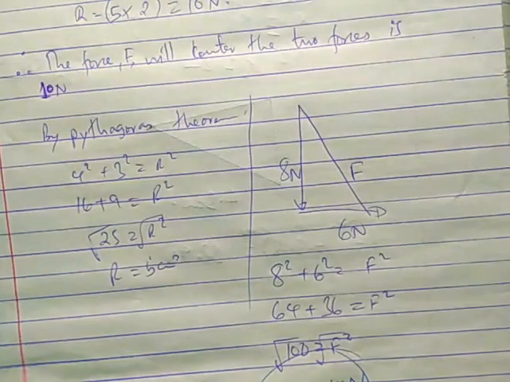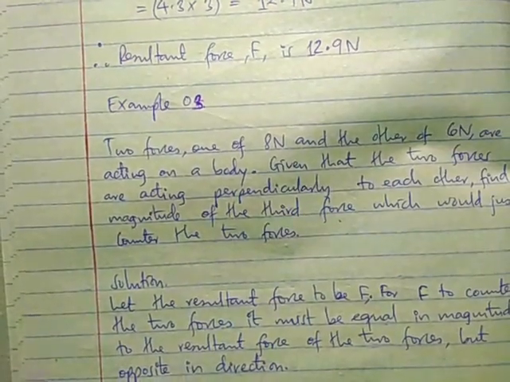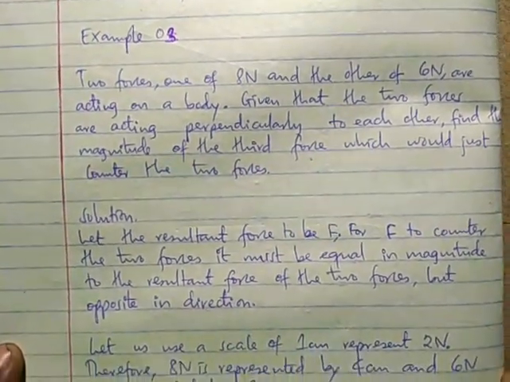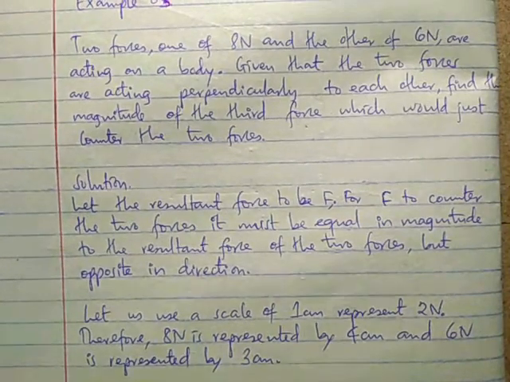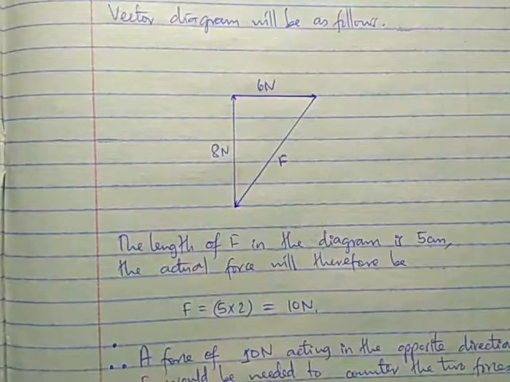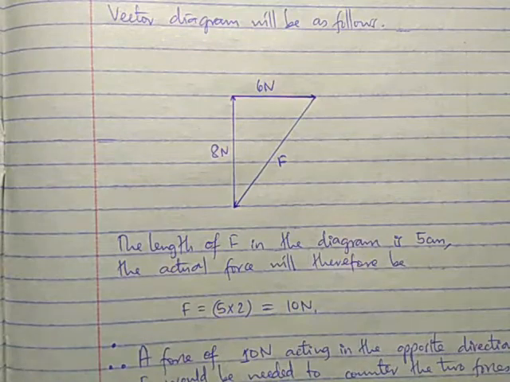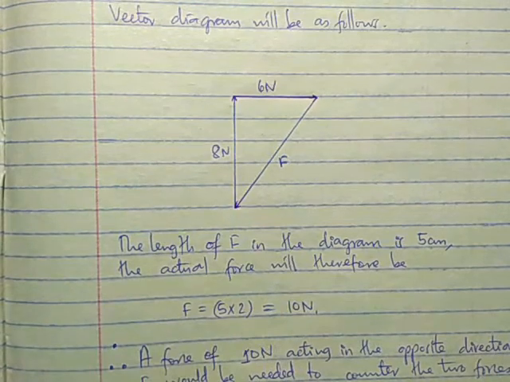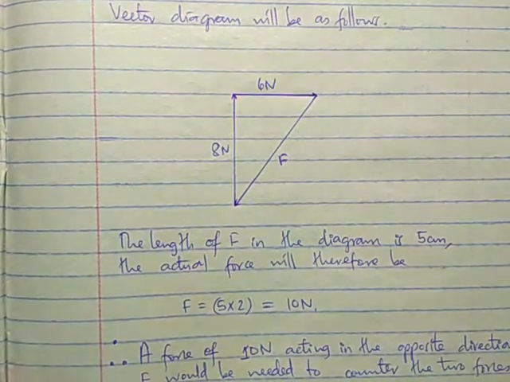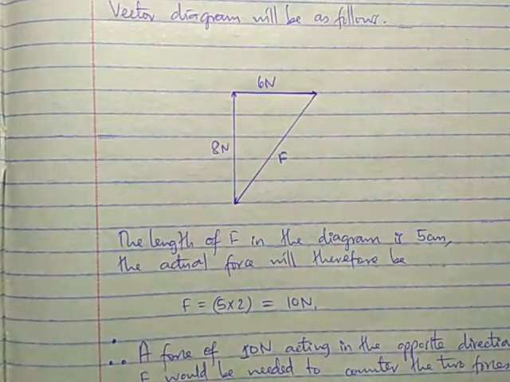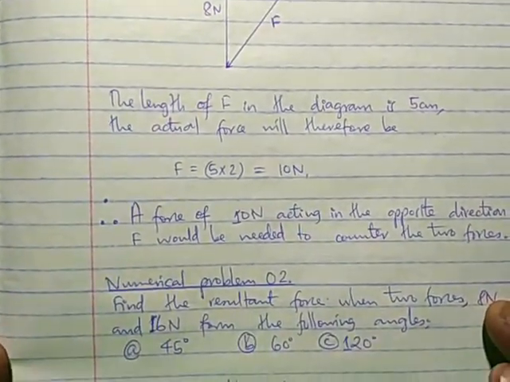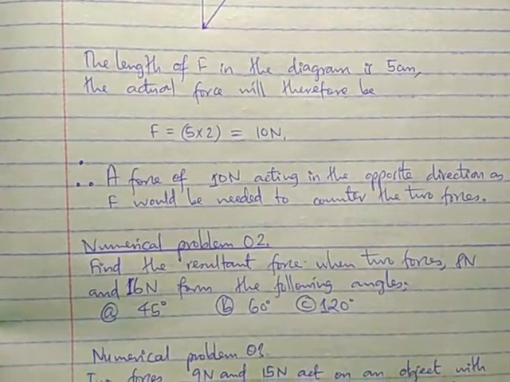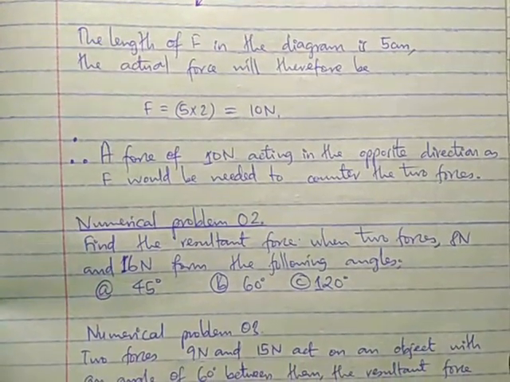Lakini kwa swali letu hapa nahitaji utumie triangular law. Hizo nyingine ni just alternative ways. Vector diagram yetu inaonekana kama hivyo. Lakini unaweza kuona vector diagram tuliyochora sisi huku na aliyochora yeye imetofautiana. Yaani kitu ni kile kile. Finally utapata jibu ambalo ni ile 10 Newton. So a force of 10 Newton acting in the opposite direction, which is F, will be needed to counter the two forces.